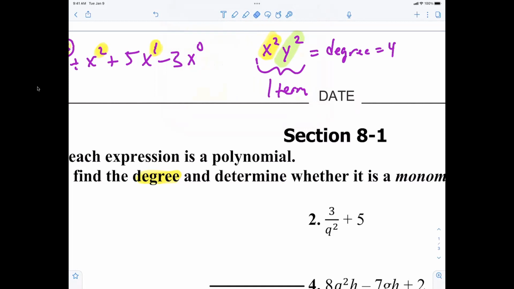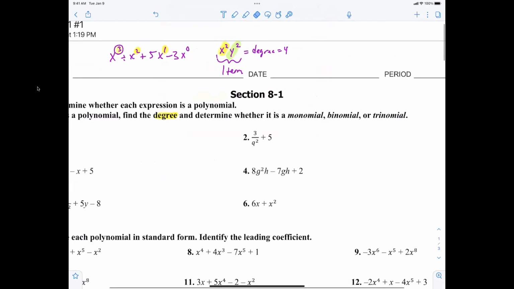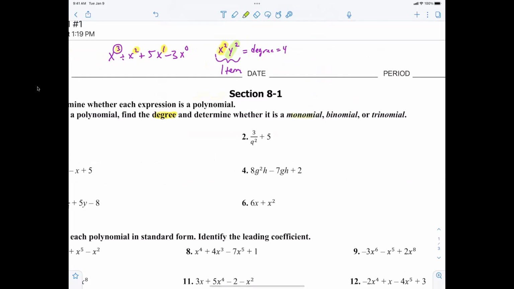So terms are separated by addition and subtraction. Terms are separated by addition and subtraction. All right. Now, what do I mean by that? I want everybody to take a look at monomial.